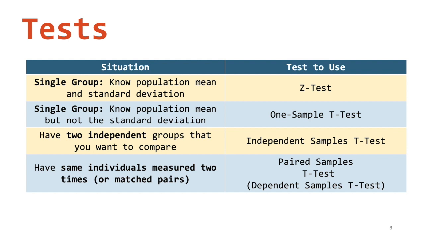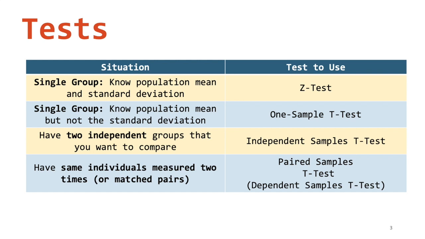For independent samples t-test, that's when you have now two groups. So with a z-test and a one sample t-test, you just have one group. You don't have anyone experiencing anything different than the others. They're all just experiencing the same thing. So you could just bring people in and give them an intervention and compare them to some known population. That would be single group. So that would be a z-test or a one sample, depending on what you know about the population.